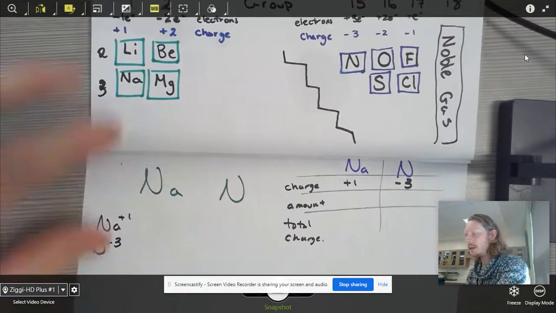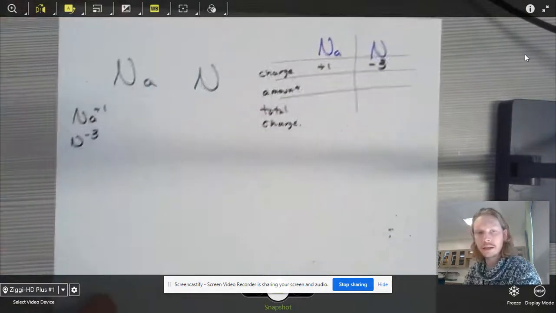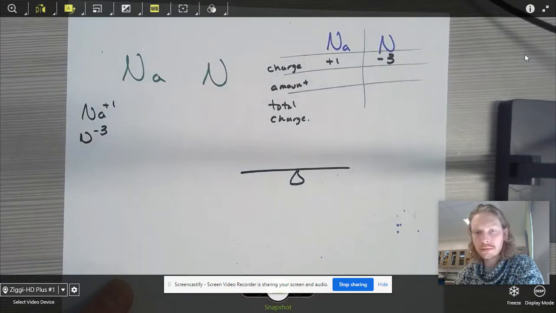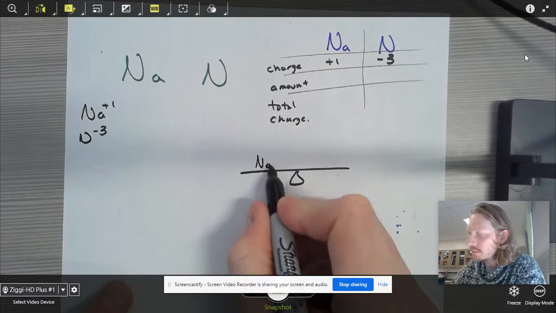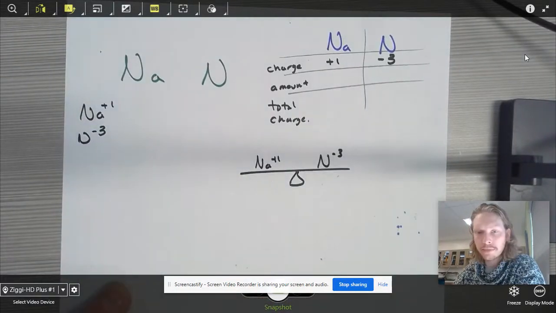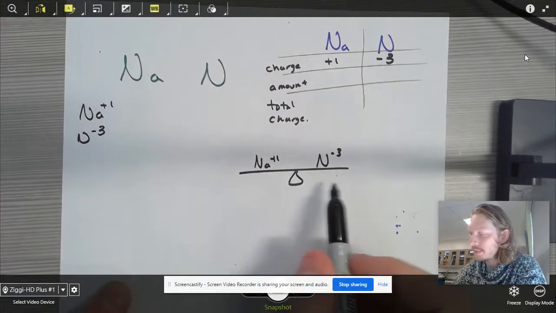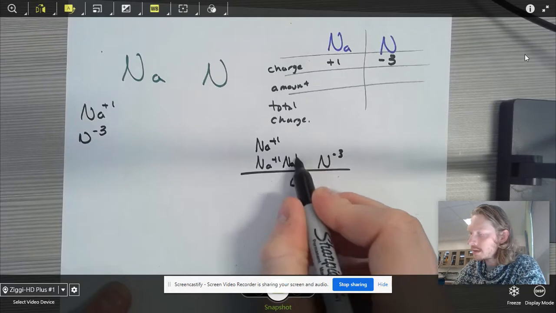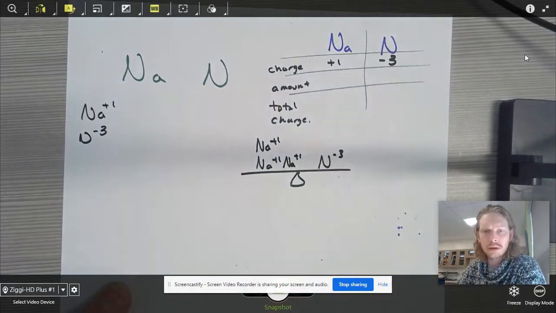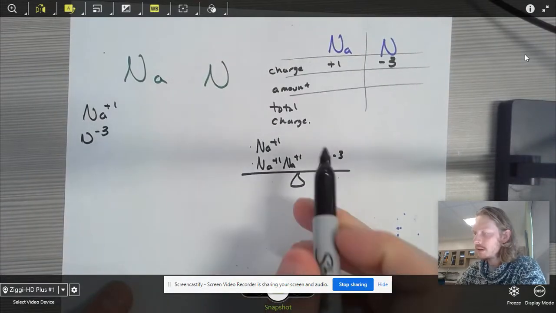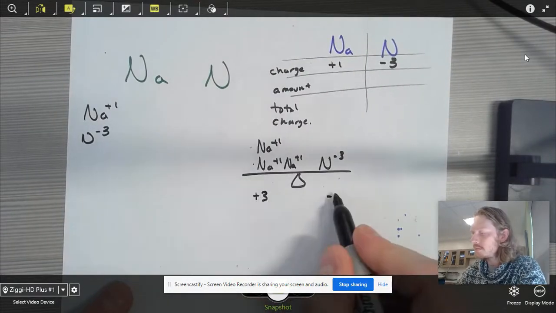If we need, we can still use a balance beam, right? And in doubt, use what you know. Use what works. So we have Na +1. We have nitrogen -3. We can see these aren't balanced. What we need to do is add more sodium. Now we have 1, 2, 3. So we have +3, -3.